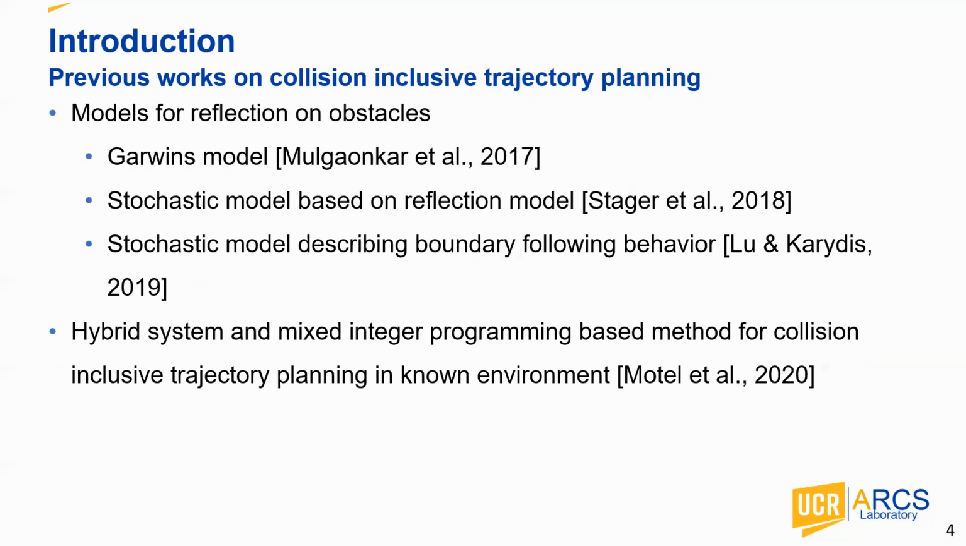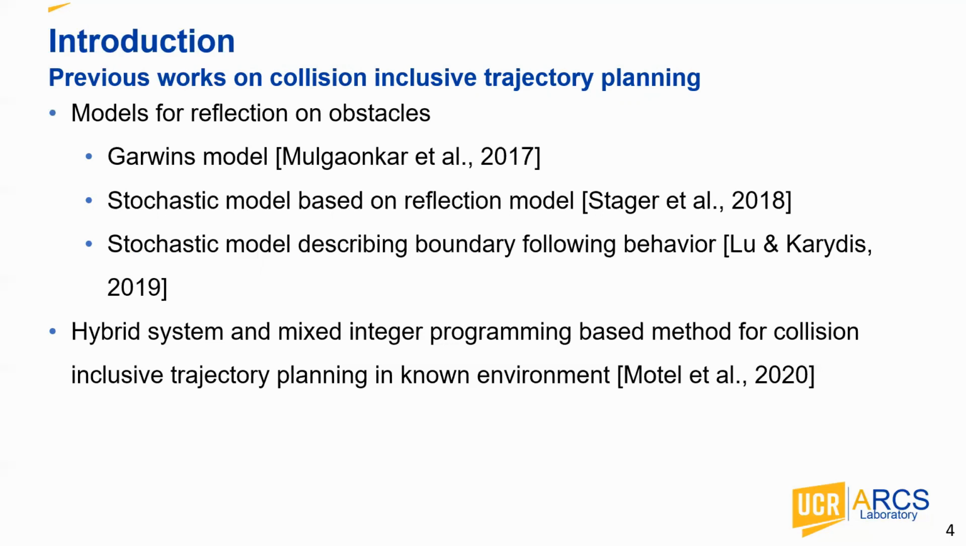In recent works, models for reflection on obstacles have been developed to capture the velocity, position, and uncertainties that result in collisions. That includes the Galerkin model and a stochastic model describing the reflection and boundary-following behaviors. These works can be leveraged to explicitly include boundary interactions within robot planning algorithms.